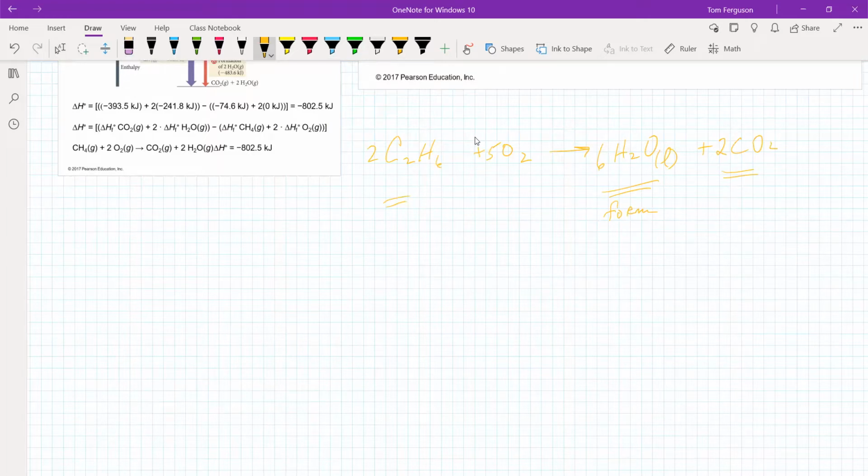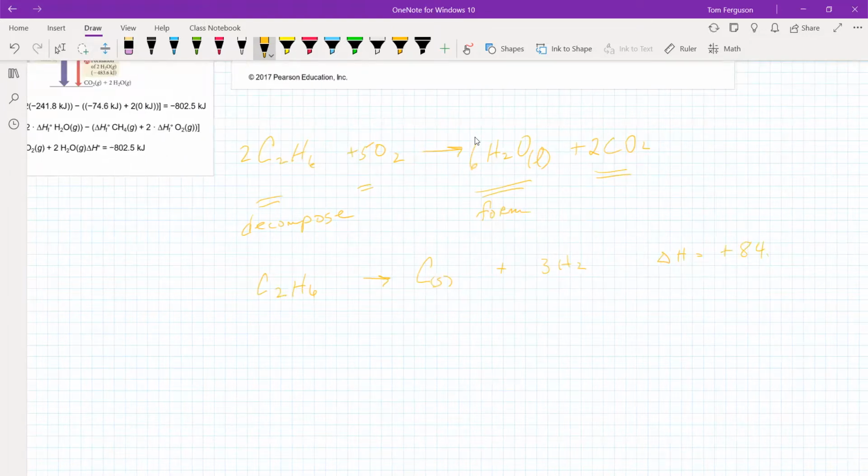Okay. All right, so we've got to form these and decompose these guys. So we've got, and that delta H is equal to positive 84.68 kilojoules per mole.